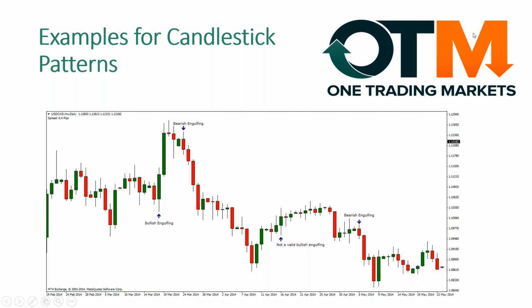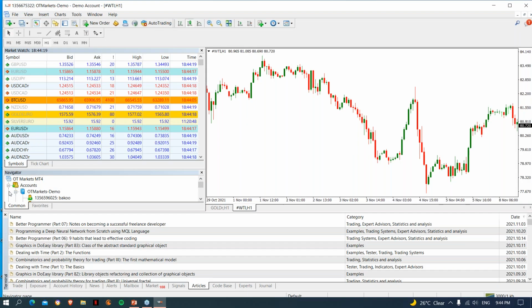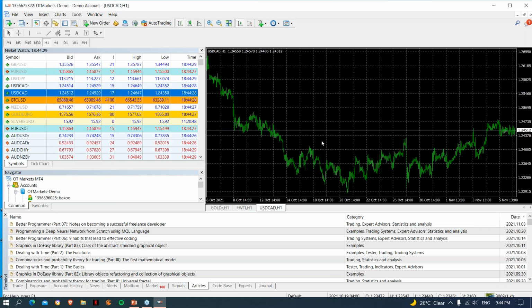Now let's look at a real life example actually on our platform right here. This is a platform that is provided from OTM, One Trading Markets. Now let me show you what a graphic basically looks like before. So, chart window. This is what it looks like. Now the good thing about this platform is that it actually helps you customize the graph as you want. So let me show you here.